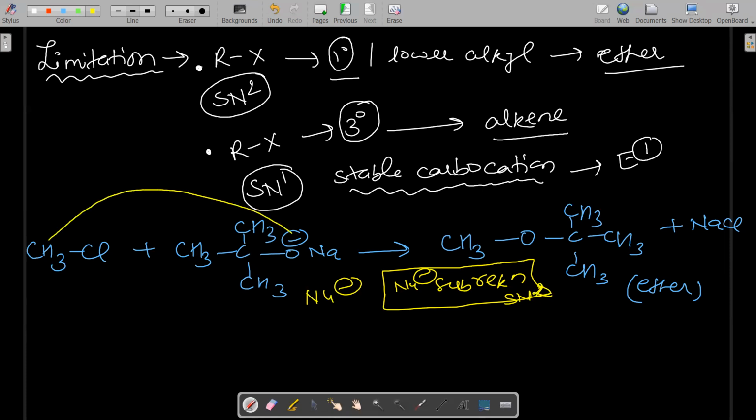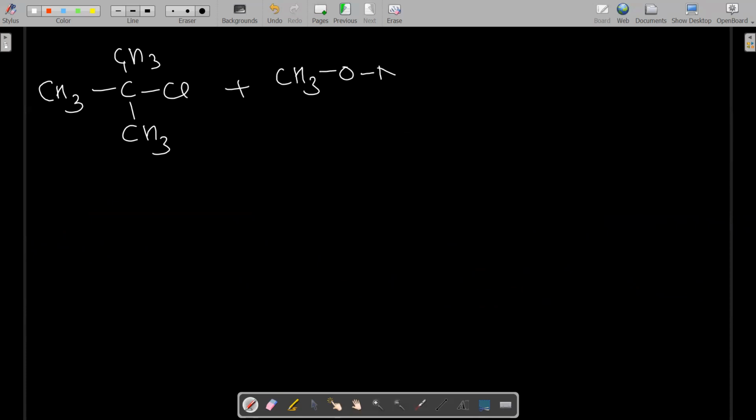Okay, so in this case, what happens? Now it acts as a nucleophile. So it attacks this alkyl group and eliminates X. That is the formation of this. But if it is vice versa, what will happen? Suppose we take the alkyl halide as a tertiary alkyl halide, and the alkoxide we take as a primary. Now in this case, we are not getting ether, because this alkoxide now acts as a strong base.